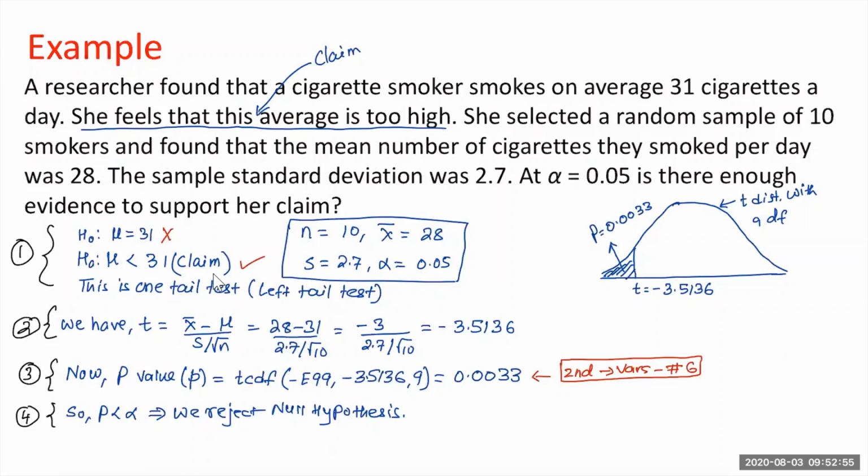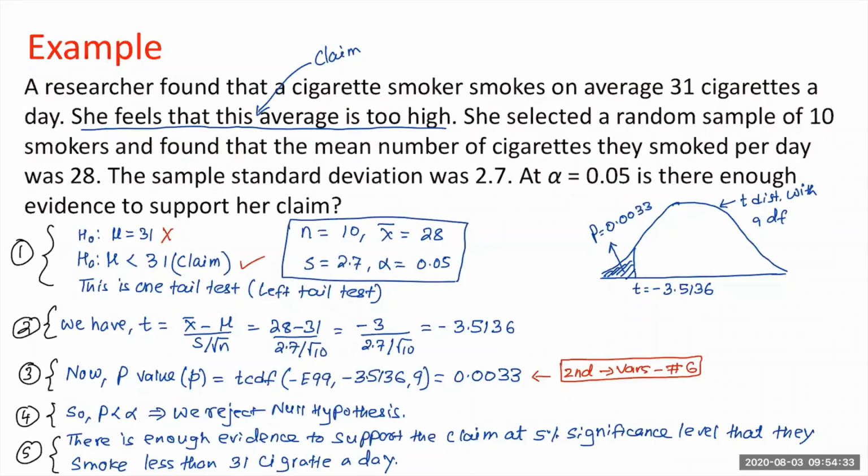Meaning of that is I'm supporting the claim. So our conclusion in the fifth step will be there is enough evidence to support the claim at 5% significance level that they smoke less than 31 cigarettes a day. So we are supporting the researcher's claim here. So let's write that conclusion. There is enough evidence to support the claim at 5% significance level that they smoke less than 31 cigarettes a day.